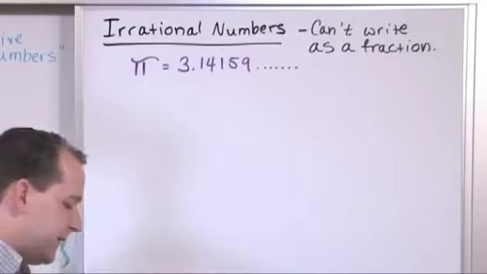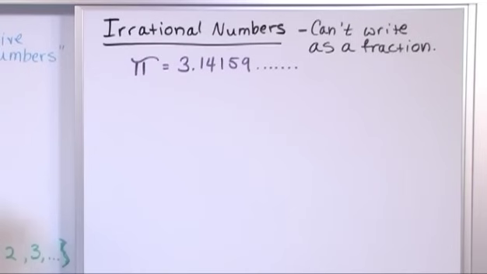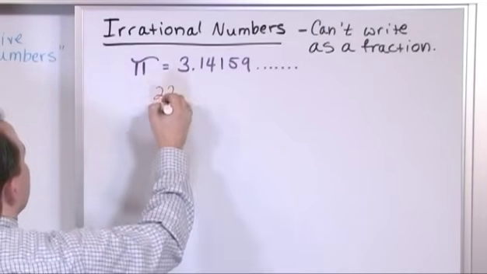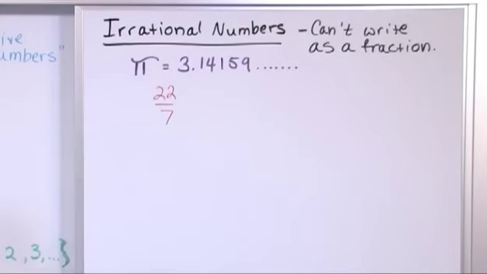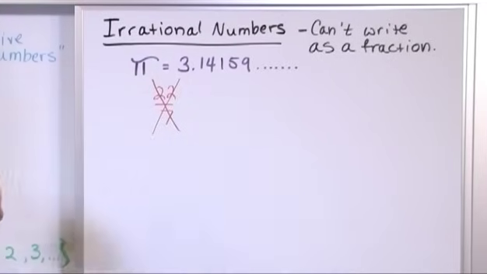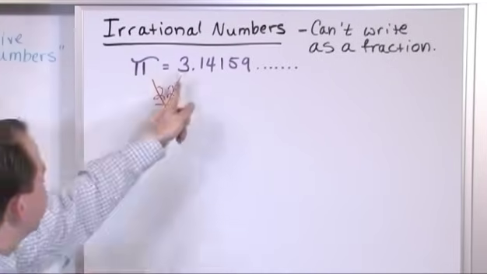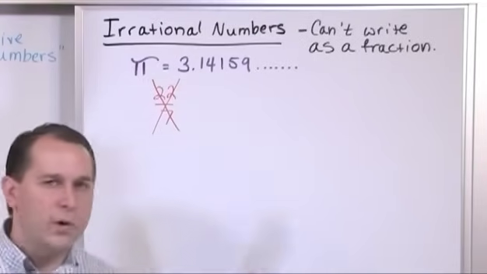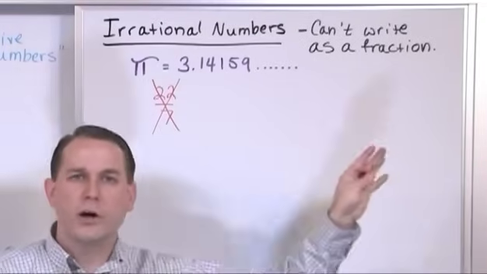Now, some of you might have been taught incorrectly that the fraction 22 over 7 is equal to pi, but actually that's not true. If you put 22 over 7 into your calculator, you'll get a number. It'll be 3.1 something, but it's not going to be 3.141592654, on.